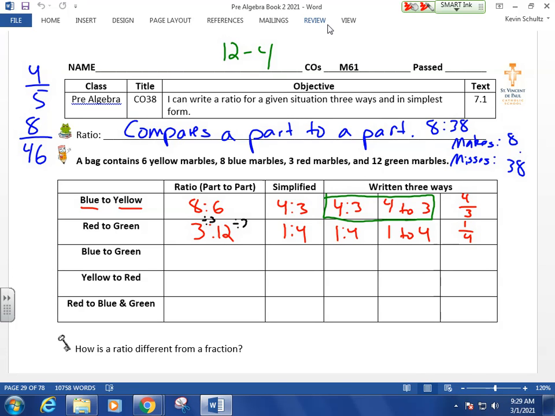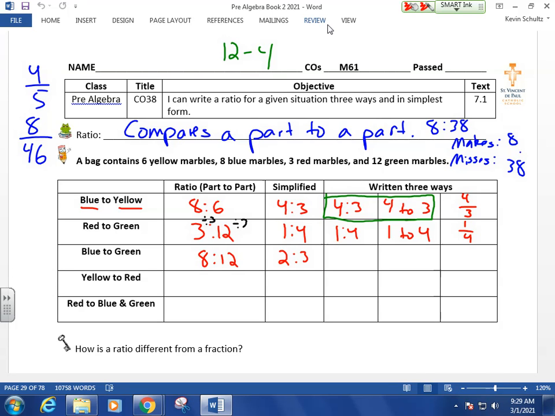Anybody? Yeah. 8 to 12. That in simplest form? Aiden? Would that be 3/4? Not 3 to 4, 2/3? 2 to 3. And I hear that you're saying it in fraction verbiage, 2/3. It's very much not that. Okay? It's 2 to 3. It's saying that for every 2 blue ones, there are 3 green marbles.